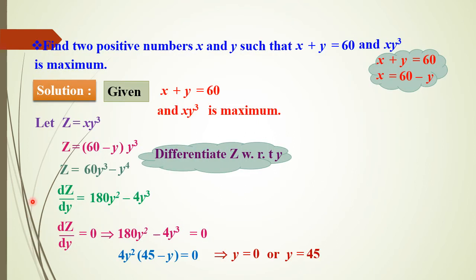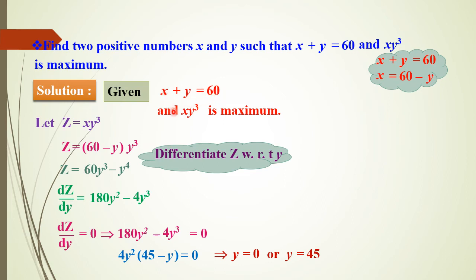In this problem, we will be finding two positive numbers x and y such that x plus y is 60 and x y cube is maximum. It is also one of the important problems in the maximum and minimum concept. x plus y equal to 60, it is given. So y equal to 60 minus x, it can also be written. Otherwise x equal to 60 minus y, that also can be written.